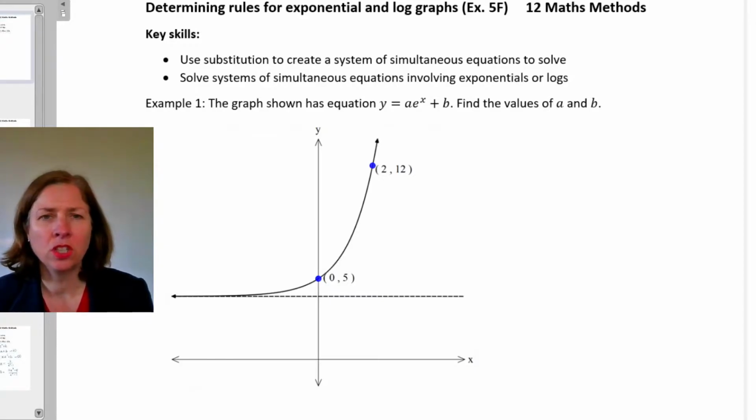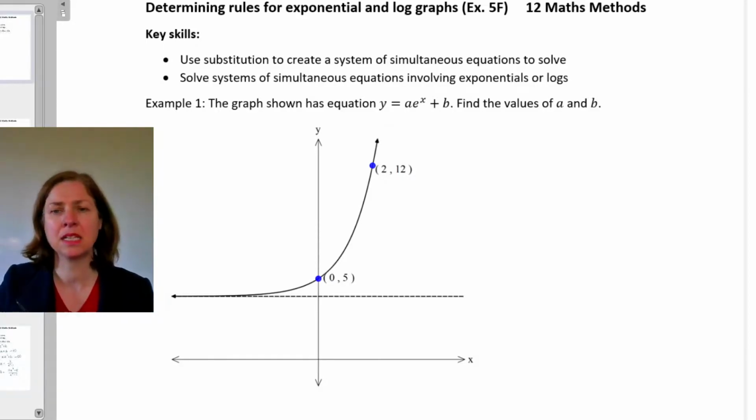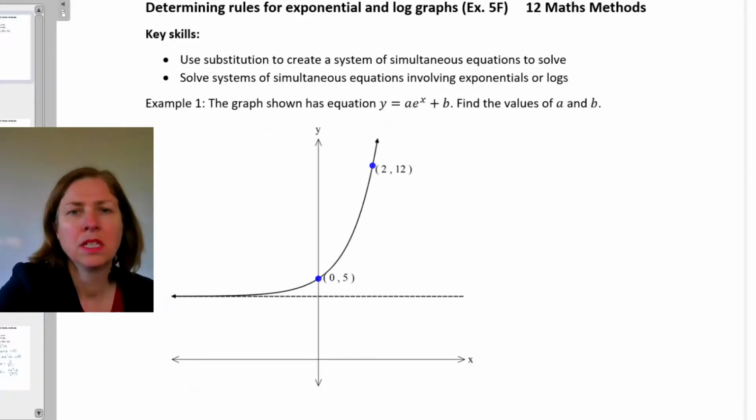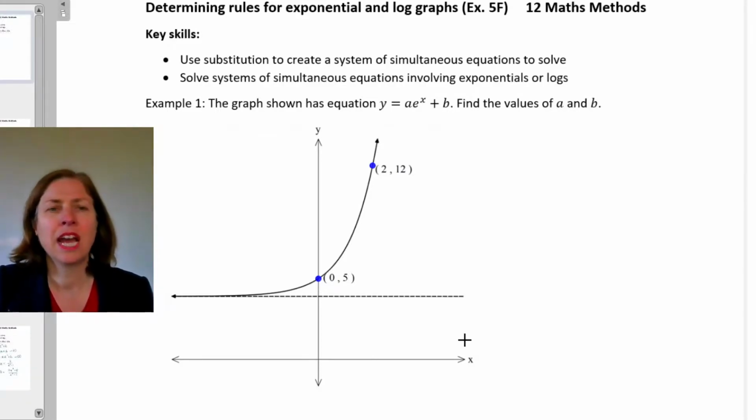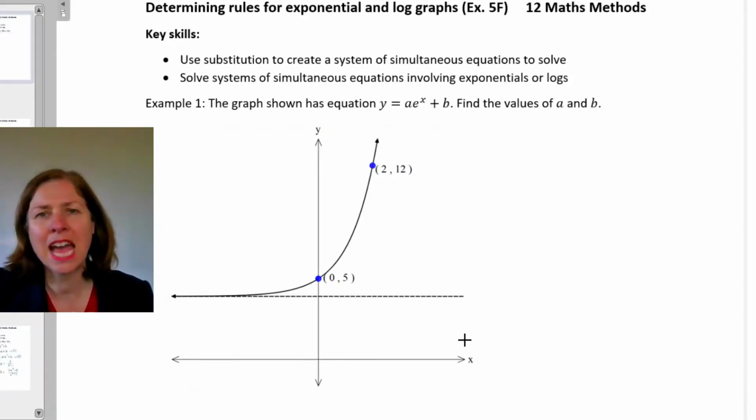So then we're going to learn to solve these sets of simultaneous equations, but as I said, using technology rather than by hand, although there is one example where I'm going to do it by hand because it's pretty straightforward. So let's have a look at our first example here. We've got the equation y equals a times e to the x plus b, and we need to find the values of a and b.